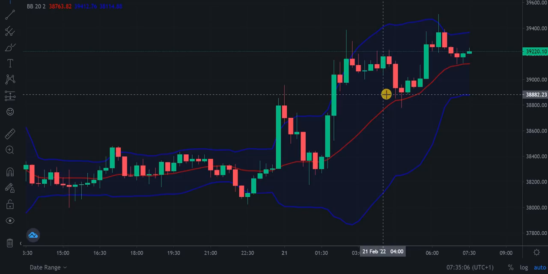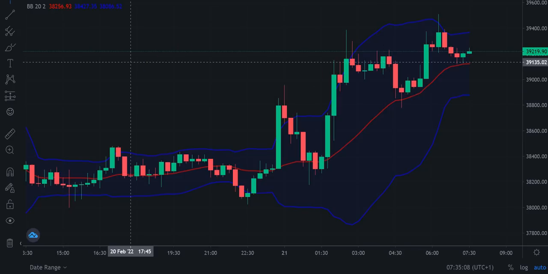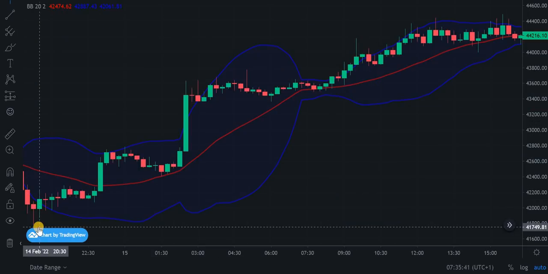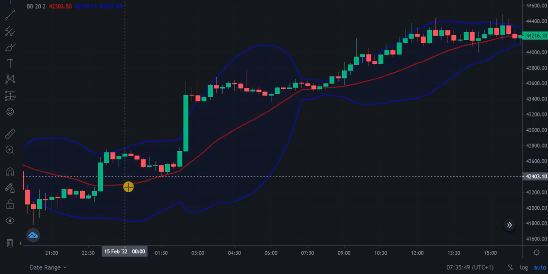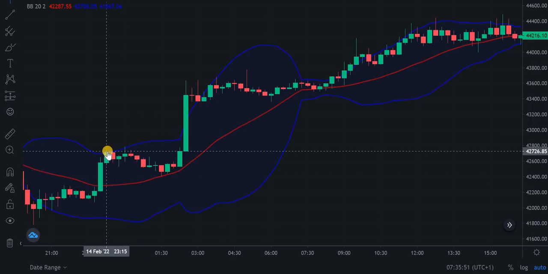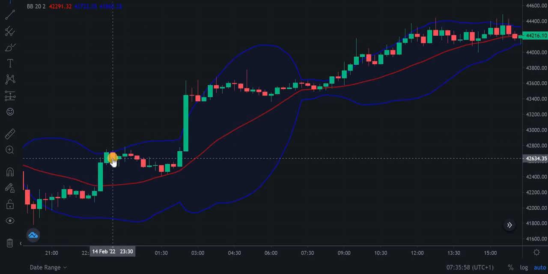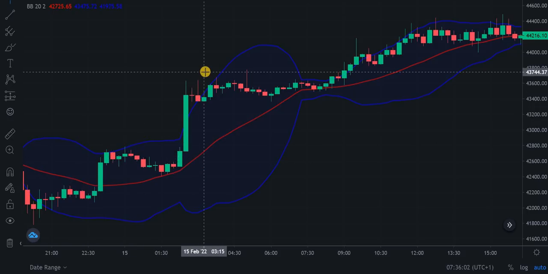Let me show you another example in the price chart. This right here, as you can see, is another example of an uptrend. The price went from the lower band and started closing candles between the moving average and the upper band. At this particular point is the start of an uptrend, and the price will continue to go higher in the nearest future. Now let me show you an example of a downtrend using the Bollinger Band.